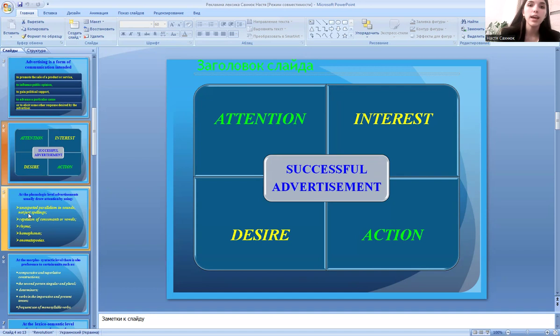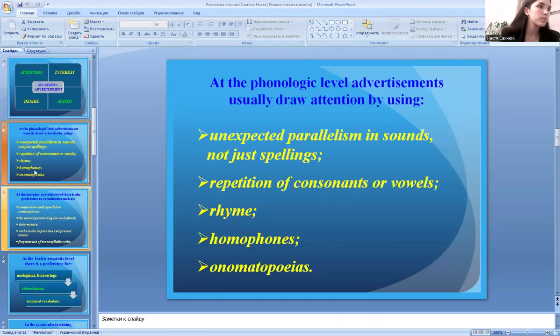In English advertising, there are specific features at each level. And in our analysis, we have found the following remarkable linguistic features. At a phonologic level, advertisements usually draw attention to the rhythm formed by using unexpected parallelism in sounds, not just spellings, a repetition of consonants or vowels, rhyme, homophones, onomatopoeias.